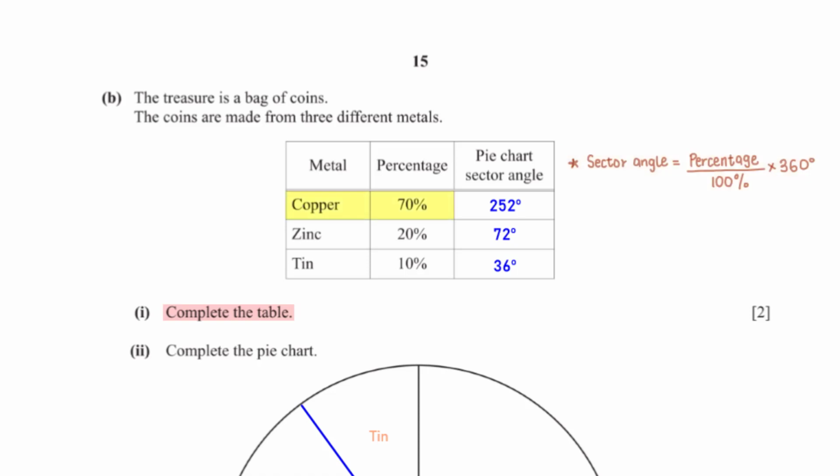So for the first category, we have 70% over 100% times 360 degrees, which is equal to 252 degrees. Then for the second category, we have 20% over 100% times 360 degrees, which is equal to 72 degrees. Then finally, we have 10% over 100% times 360 degrees, which is equal to 36 degrees.